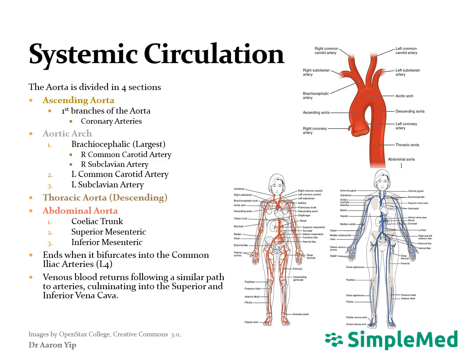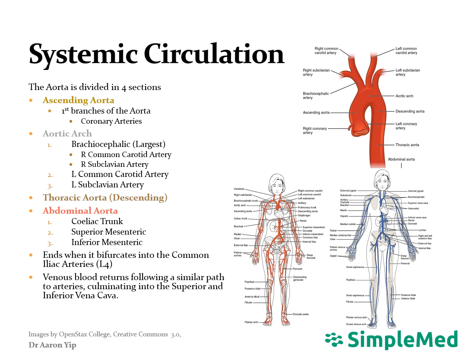Now let us have a look at the systemic circulation. Starting from the aorta is the main motorway in our body which supplies all the branches to our body. The aorta is split into four sections. Firstly, the ascending aorta. This is where the first branches come from, our coronary arteries. Secondly, we have the aortic arch.